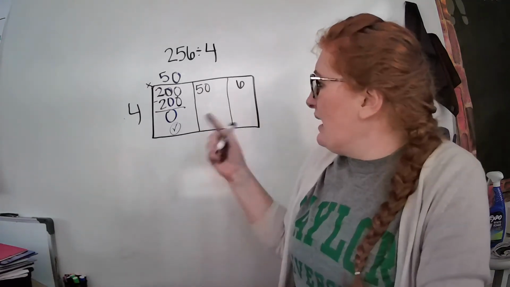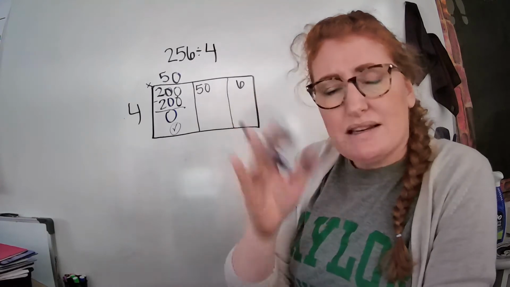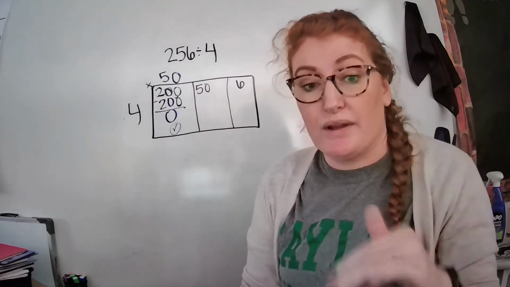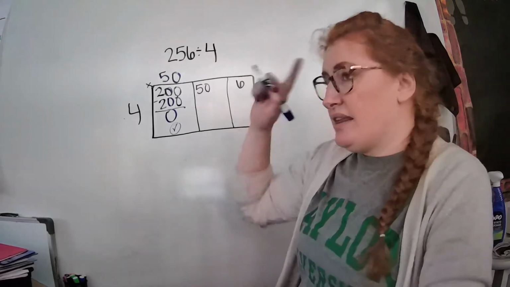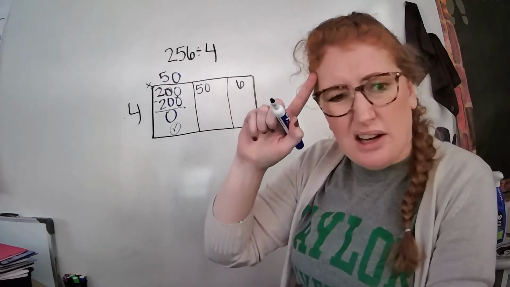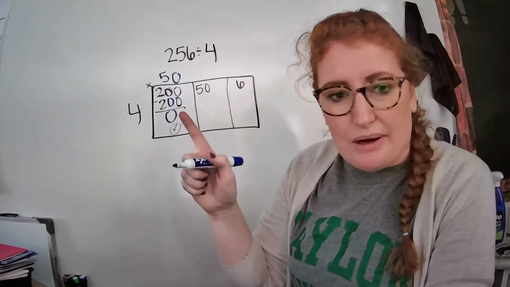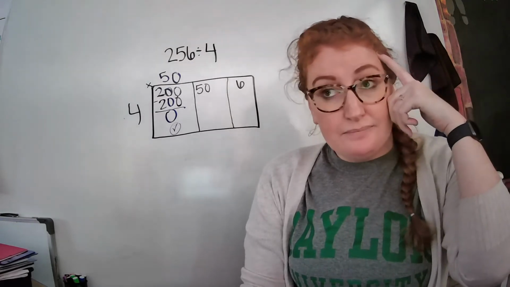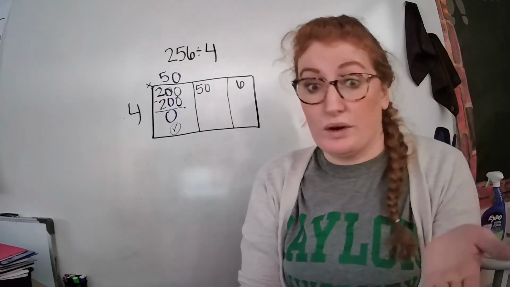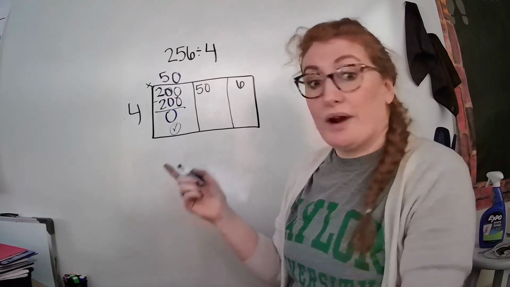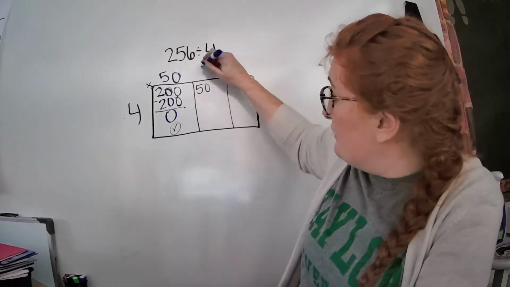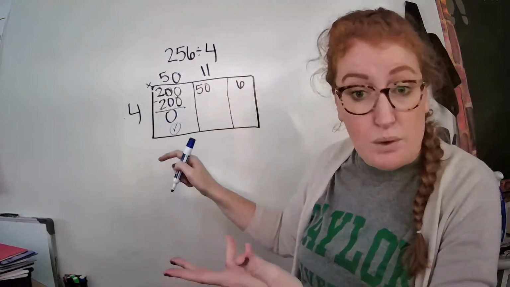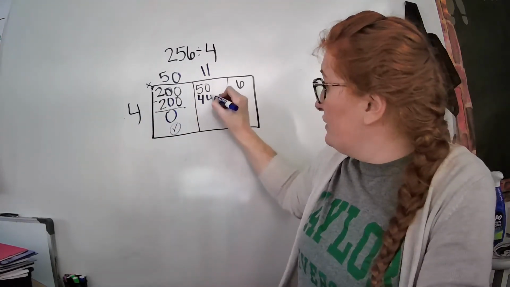Same thing. I can think to myself, what times 4 is going to get me 50 or as close to 50 as possible without going over? And I think to myself, okay, well, I already know that if it needs to be a 2-digit number, I can go to 4 times 10, right? 4 times 10, that's 40. What about 4 times 11? 4 times 11, 44. So what I'm going to do is I'm going to write 11 on the top, and then I'm going to check my work. 11 times 4, 44. I'm going to write it underneath, just like that.